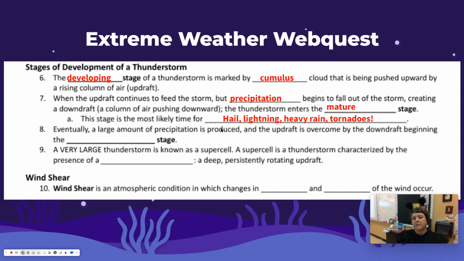Eventually, a large amount of precipitation is produced, and the updraft is overcome by the downdraft, beginning the dissipating stage. So, dissipating means that it's kind of going away.